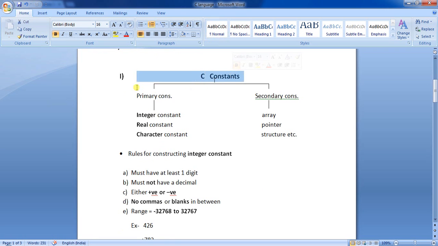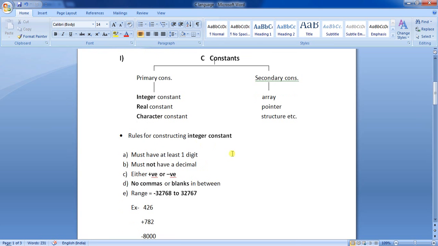C constants are of two types, primary constants and secondary constants. We'll learn about the secondary constants later on. Primary constants are of three types, that is integer constant, real constant and character constant.